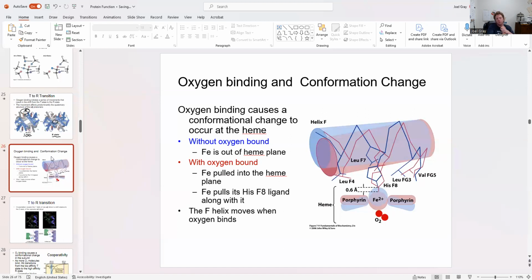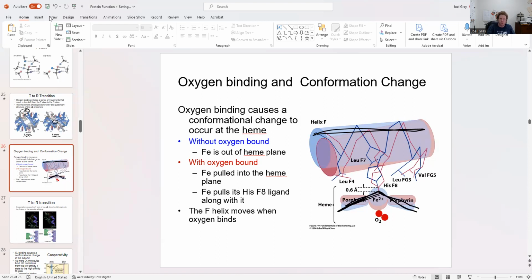Now, oxygen binding of that protein, as I've mentioned, causes a stark conformational change. Oxygen binding causes a conformational change to occur at the heme molecule. Now depicted in blue here, we are seeing oxygen not bound. So let's look at our helix. The helix is up here, at this angle, and then let's look at our heme ring. Our heme ring is almost like an inverted V.